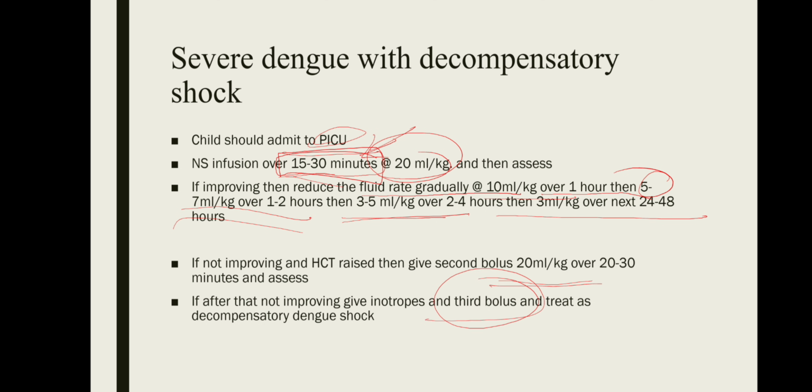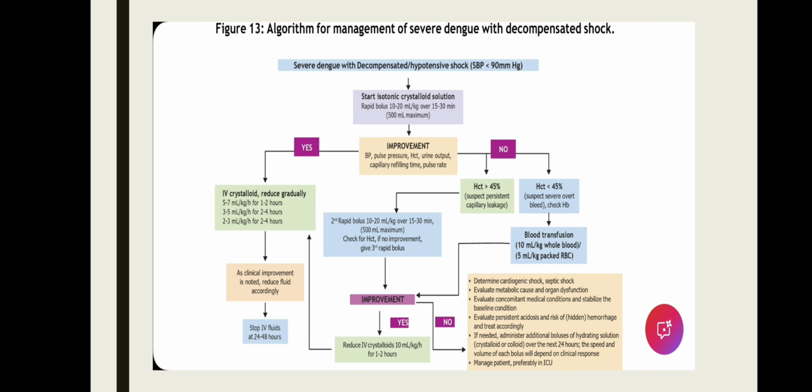But after the second bolus dose, if there is no improvement, then we give a third bolus dose within 30 minutes, and again we have to start inotropes, because this is refractory shock, and the inotrope of choice is adrenaline. So this is the algorithm.